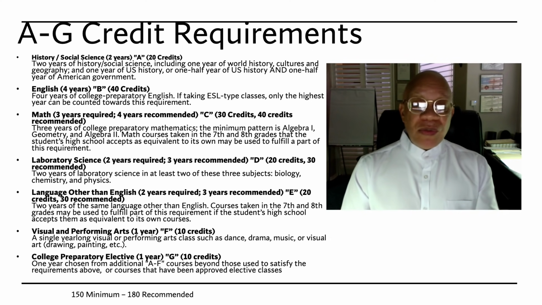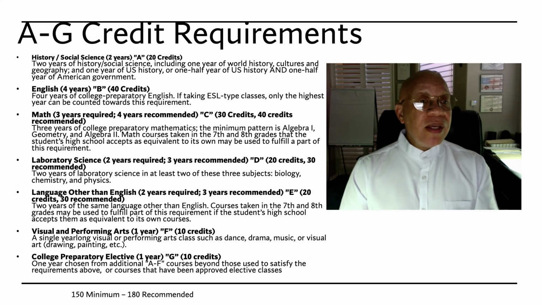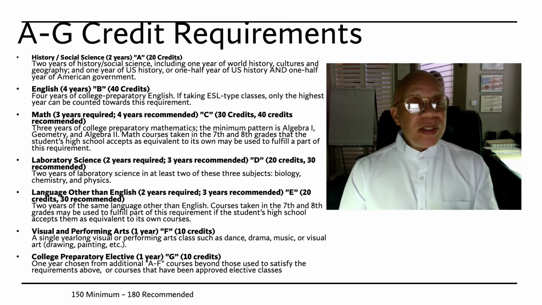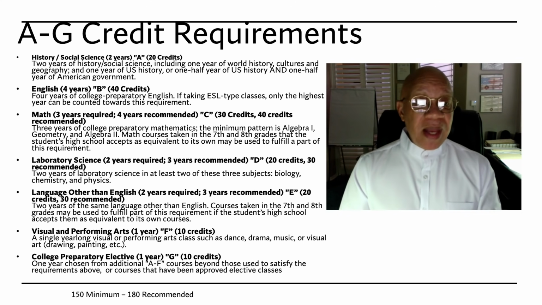Okay, but we're seeing some of the same courses. Like, you still have history and social science. Okay, they're saying 2 years, and just like in this case, the one district had 3 years. Okay, English, they're recommending 4 years. Math, 3 years. Highly recommended 4 years of math.